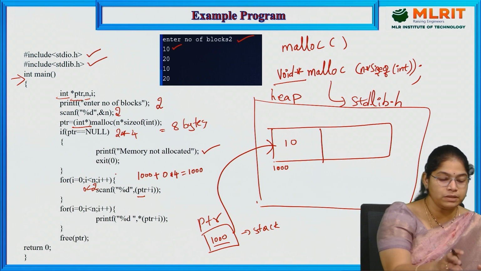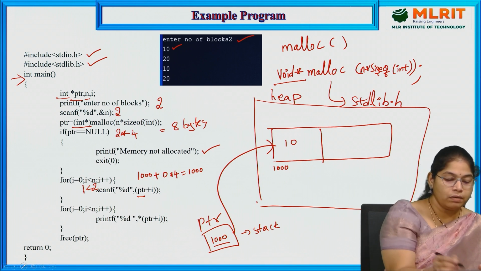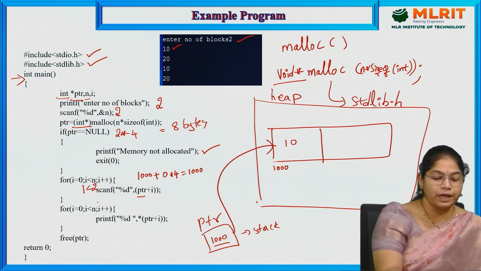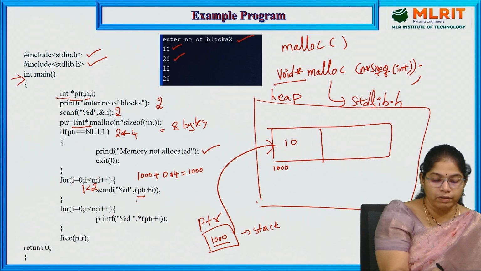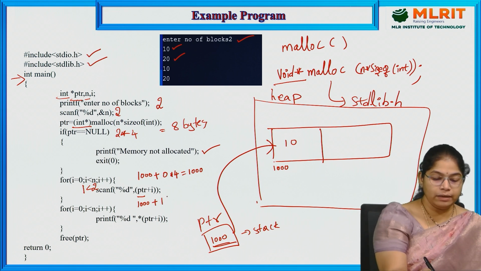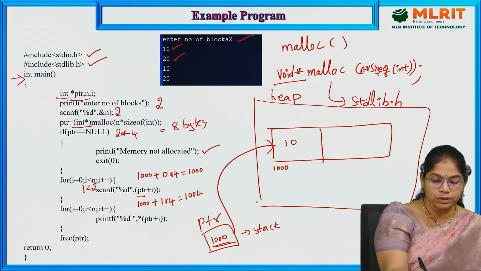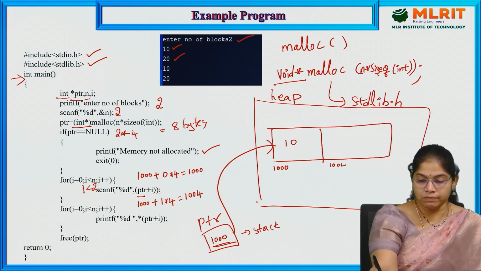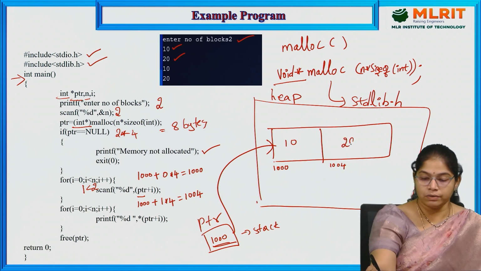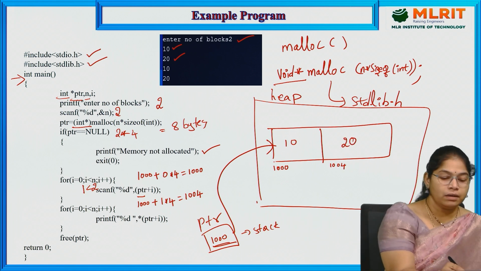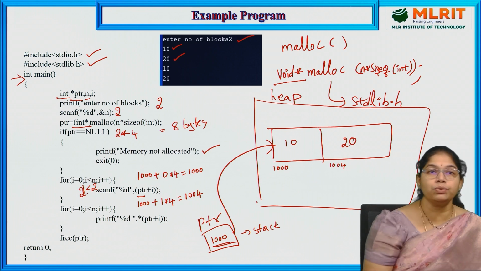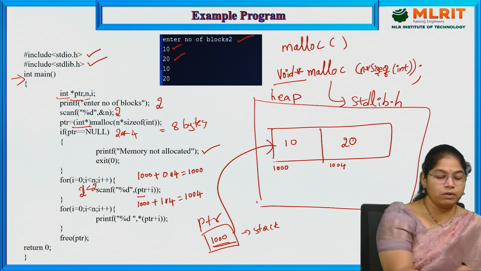Next again i plus plus. Now i becomes 1. 1 less than 2, the condition is true. Then scanf. The next value is 20. Where has it to be stored? ptr plus i, where ptr is 1000 plus i is 1. It is an integer type, so an integer occupies 4 bytes. So in the location 1004, I am storing the value 20. Now again i is incremented by 1, then it is 2. 2 less than 2, the condition is false. So the control comes out of this loop.